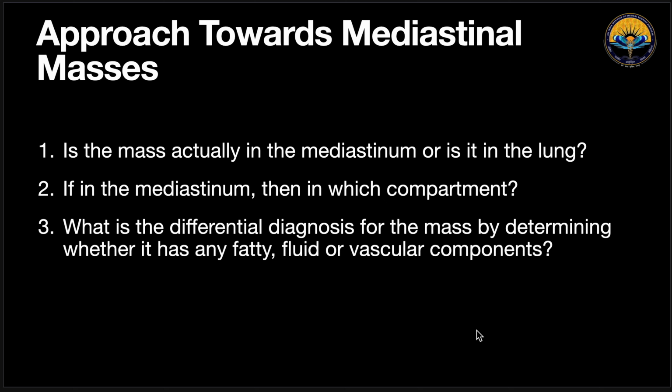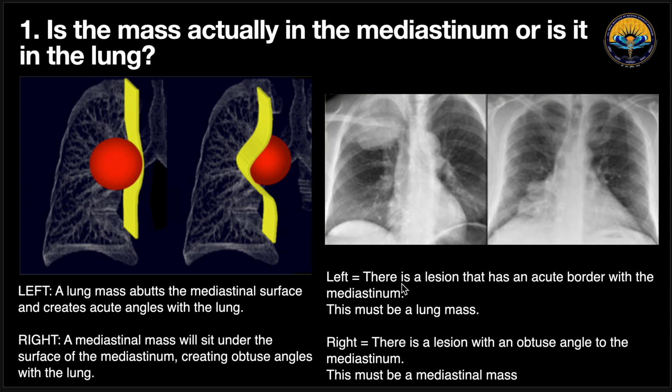First, if we see a mass in the chest X-ray, we have to know whether it's in the mediastinum or in the lung. Once we have seen that it's in the mediastinum, then we have to localize if it's in the anterior, middle, or posterior mediastinum, and then we have to rule out all the diseases which we see in the various compartments by knowing if it's fatty, fluid, or vascular.